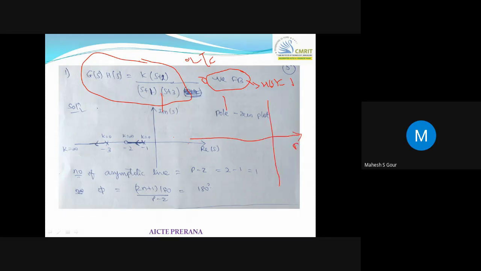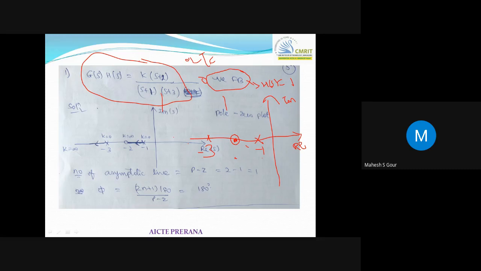The S plane, real axis here and imaginary at this side. So where are the roots available? What are the poles? They are -1 and -3. So -1 will be here and -3 will be here, right? So now the pole zero plot is clear. Now I need to plot the zero also. So the zero is at -2. So -2 will come in between here. Correct?